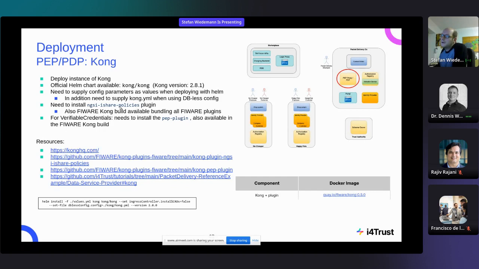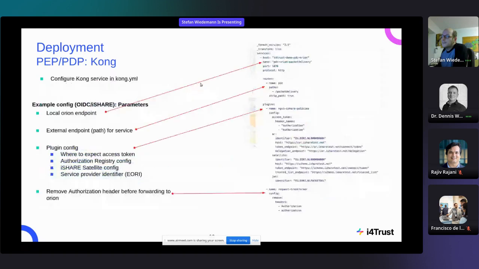One is the NGSI iShare policies plugin, which was used in Dennis' example use case. The other one is the PEP plugin, which I used. Both of them are packaged in our Kong image to be provided for usage.